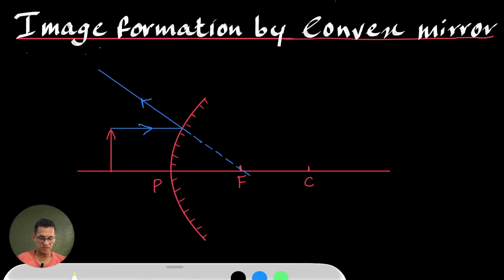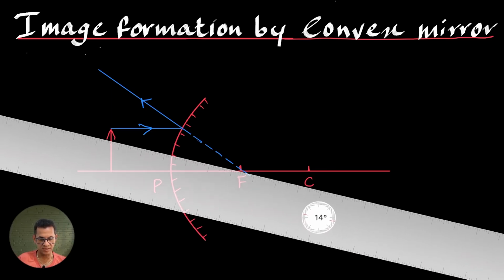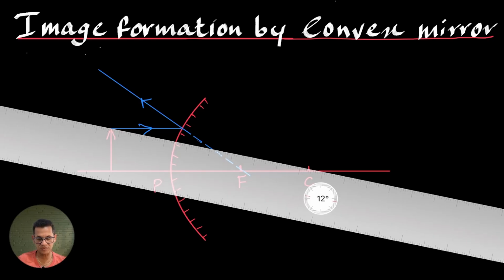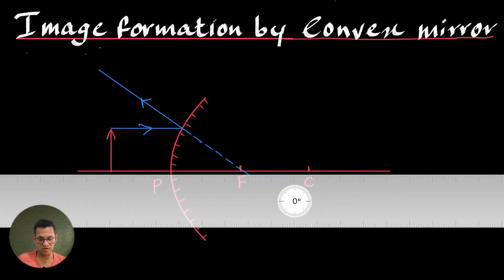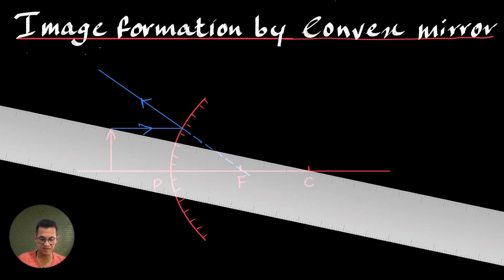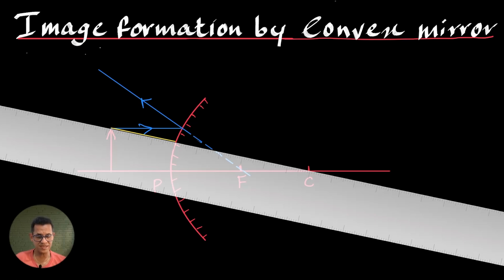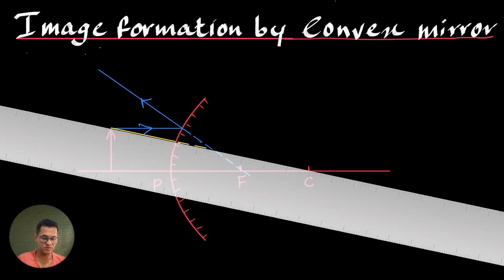Now let's draw the second rule, or I'll use the third rule in this particular case, that if a light ray appears to pass through center of curvature or is heading in the direction of center of curvature of the convex mirror, then it will reflect back in the same direction. So I'll draw this. Now, since there is no intersection happening after reflection in front of the mirror, we'll just trace it backwards.